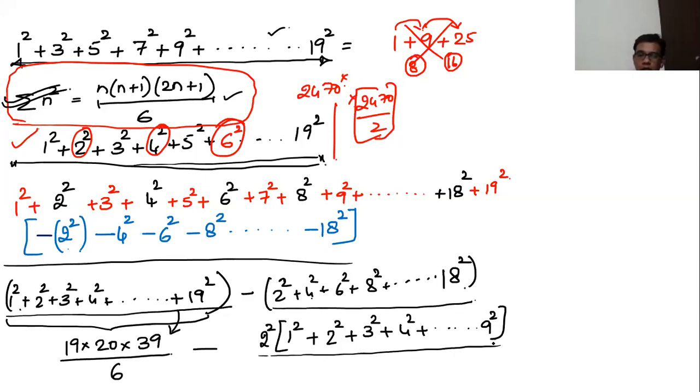Okay. Now I will take this. Yes, sir, I'm not understanding this part. 19 into 20 into 39 divided by 6. Did you see this formula here?